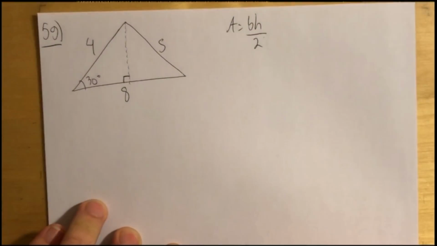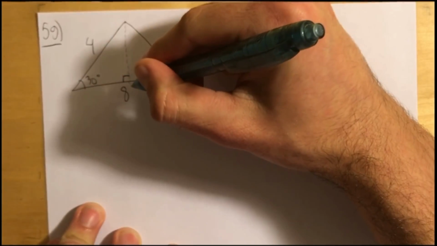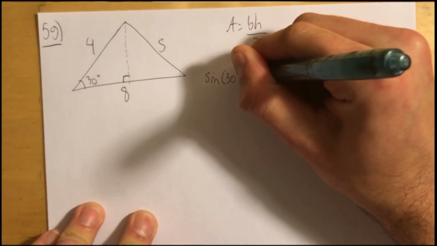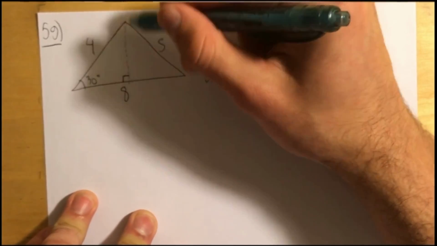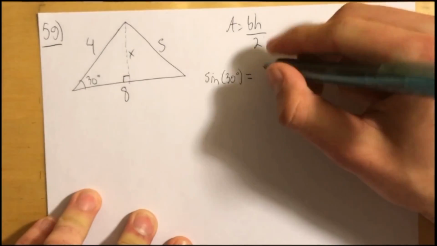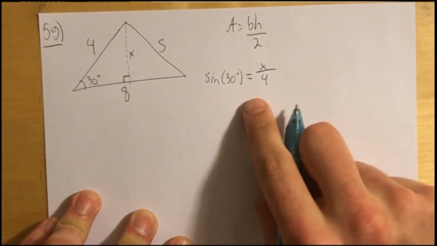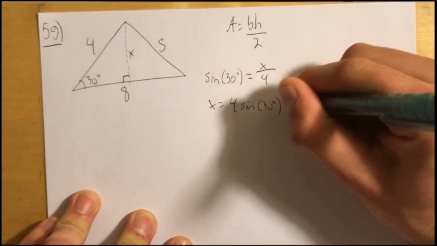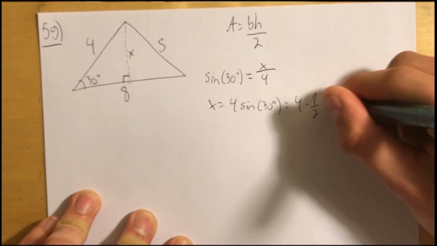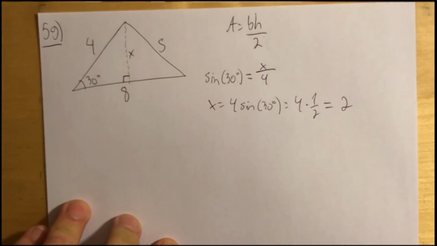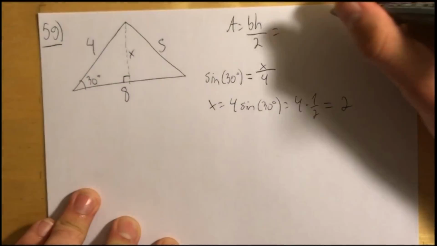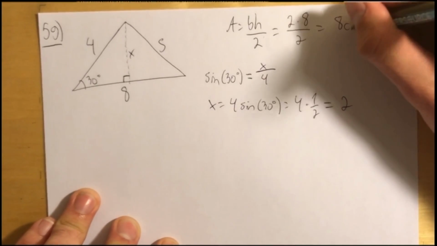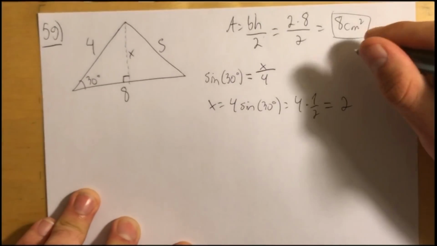But we know that the height is perpendicular to the base. So this right here is a right triangle. Now we want to find the height. We know that the sine of this angle, 30 degrees, is equal to opposite over hypotenuse. Let's call the height x, equals x over 4. So then x equals 4 times sine of 30 degrees, which is 4 times 1/2. So x equals 2. So then the area is 2 times the base, which is 8, divided by 2, which is 8 centimeters squared. Option C.